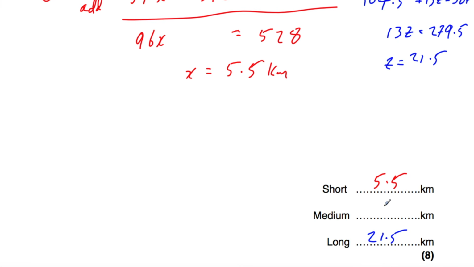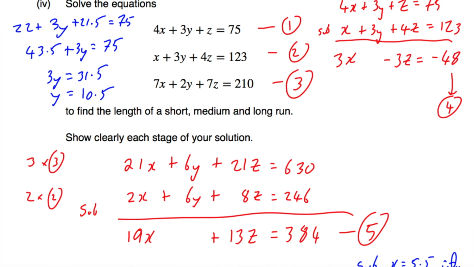So y is 10.5, the medium run. So we've got that the short run is 5.5 kilometers, the medium run is 10.5 kilometers, and our long run is 21.5 kilometers. And we can check our answer. If we go back up and we substitute those into equation 2, and we do 5.5 plus 3 times 10.5 plus 4 times 21.5, and obviously you'd write all this down, that's equal to 123. So we get 123 equals 123, so we're right, and that's it.